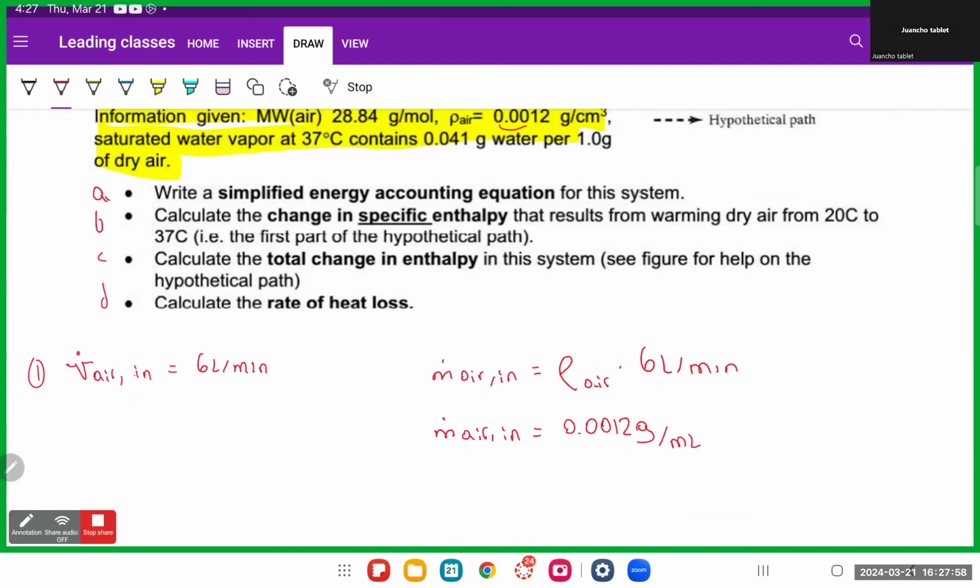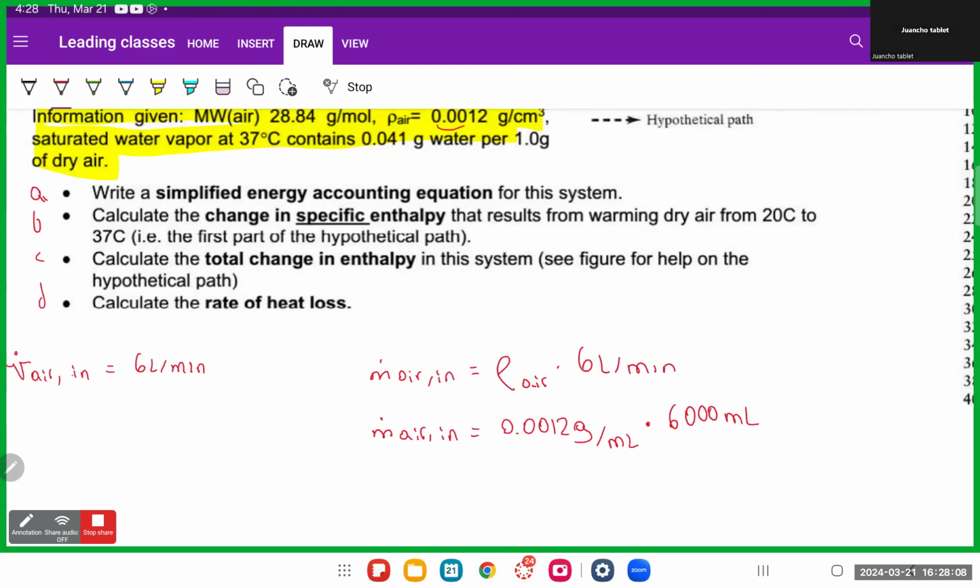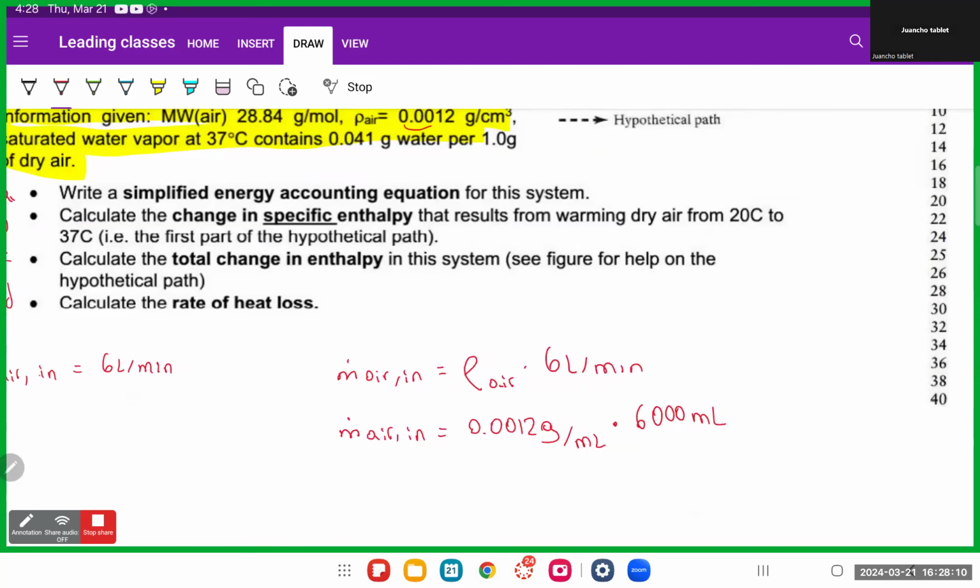And we know that 1,000 milliliters is a liter, so we can write the 6 liters per minute as 6,000 milliliters. Usually I like to use the same unit. Sometimes some people don't and they get confused, but I like to do that. I recommend you do the same so you don't get confused. So if you calculate that, the answer should be, I didn't write it here.